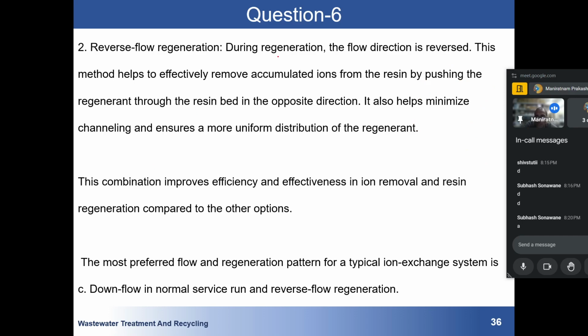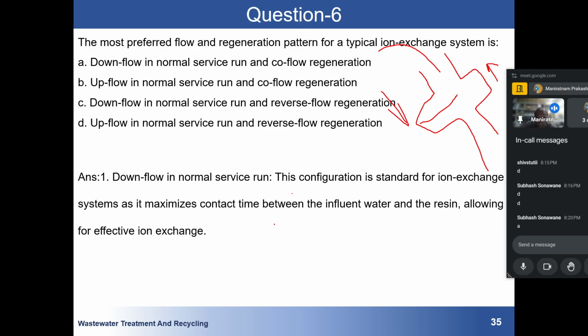Reverse flow regeneration: during regeneration the flow direction is reversed. Suppose this was our resin, everywhere is resin. Once the particle gets attached, it has been attached here. Now for the regeneration process, we will be passing water in the back direction.